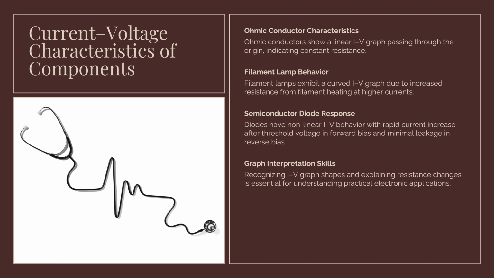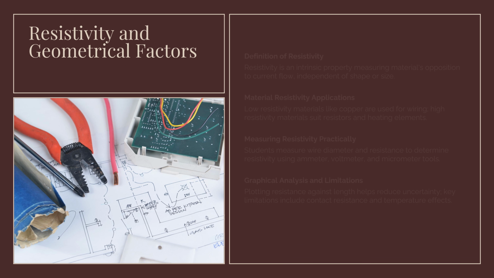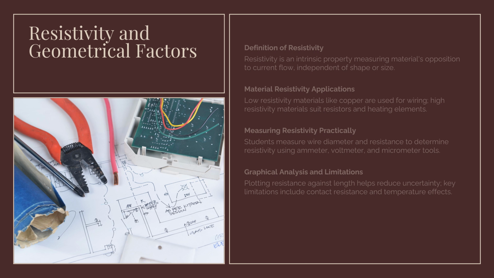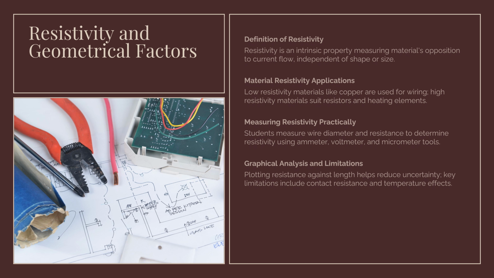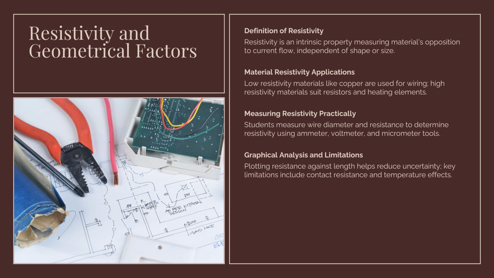small leakage current flows. Resistivity, ρ, is an intrinsic material property that quantifies how strongly a material opposes current flow, independent of its shape or size. It is defined by the equation ρ = RA/L, where R is resistance, A is cross-sectional area, and L is length. Low resistivity materials such as copper and aluminium are used in electrical wiring, while high resistivity materials are used in resistors and heating elements.